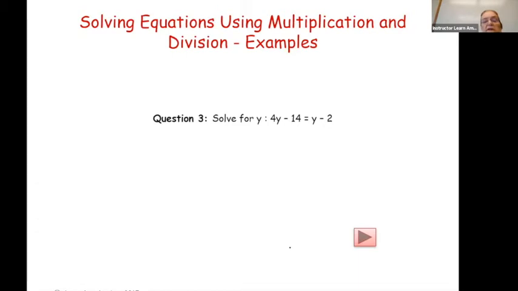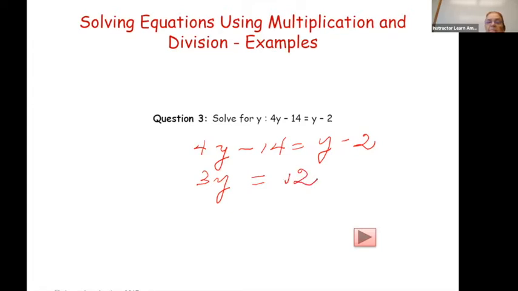Let's take another look. Well, here we have 4y minus 14, write this a little larger to make it easier to work with. So we want to collect like terms. Subtracting y from both sides, we'll get 3y, and then adding 14 to both sides, we get 14 minus 2, which is 12. And so y is equal to 4. Now, we used division law here, dividing both sides by 3.